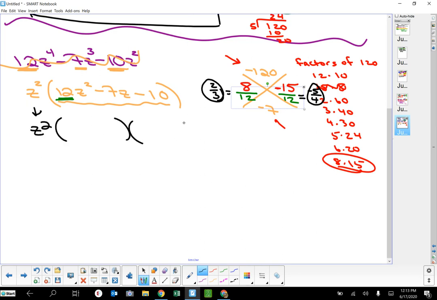And then the two binomials: the left-hand binomial is going to be 3z plus 2. The right-hand binomial is going to be 4z minus 5.